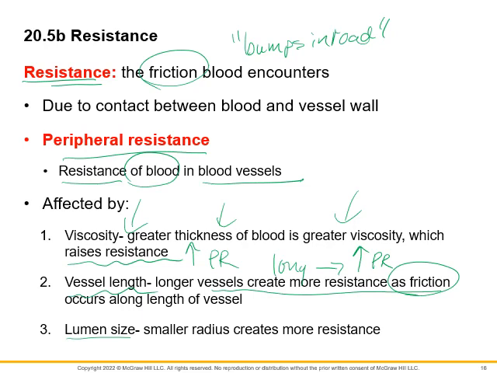Lumen size. The smaller radius creates more resistance. So if you're looking at the lumen, this part right here, the opening, the smaller it is, the more resistance we have. As opposed to, let's say, a vein where we have a larger lumen, right? So this area here is larger in the vein.